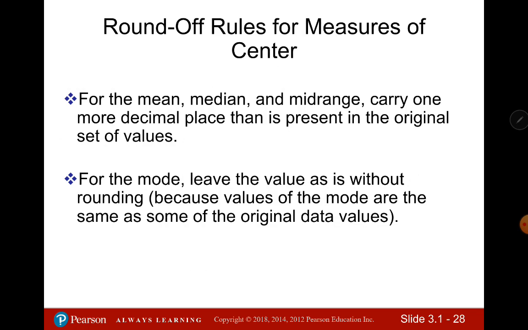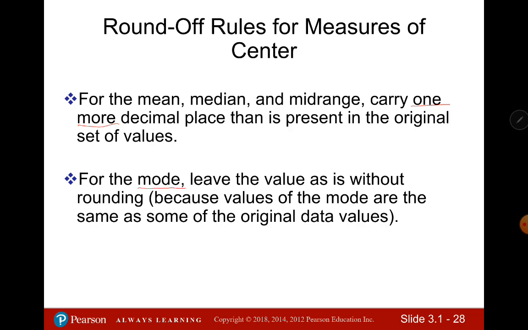Now we talk about the round-off rule of the measures of center. Basically, for median, mean, and midrange, we should carry one more decimal place than the original data values. So if the original data value is a whole number, then for our mean, median, and midrange, we should keep one decimal place. If the original data values have one decimal place, then we should keep 2 for our measure.